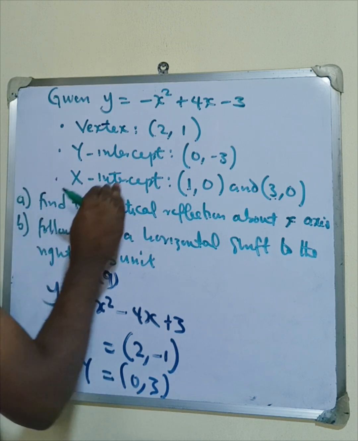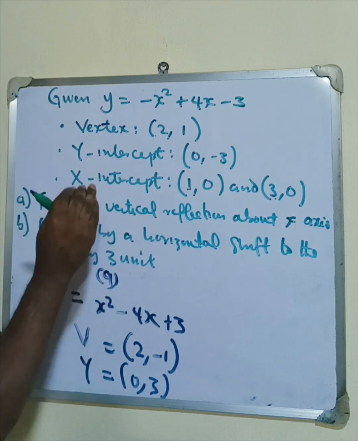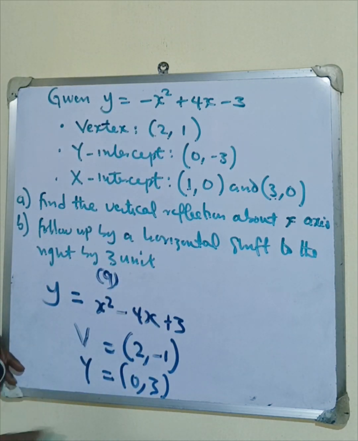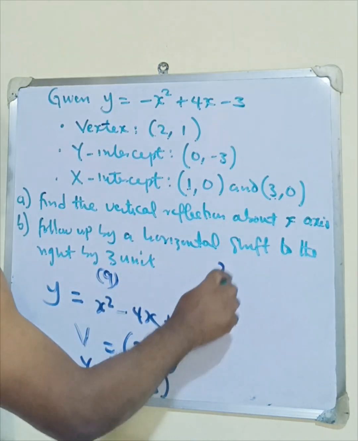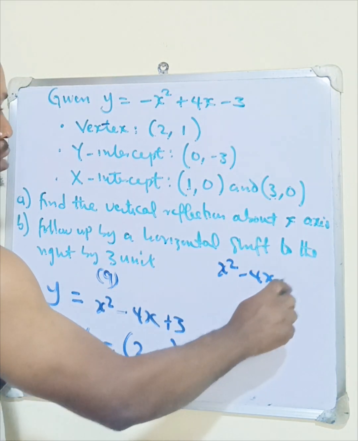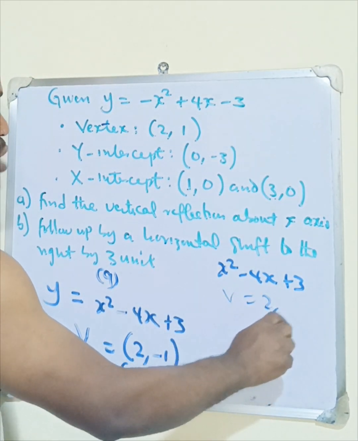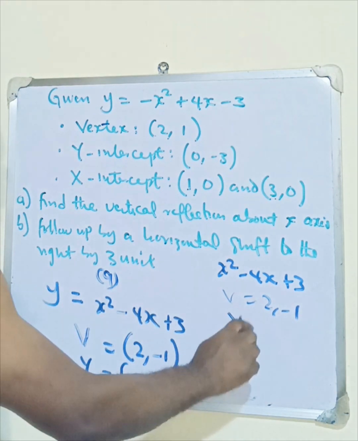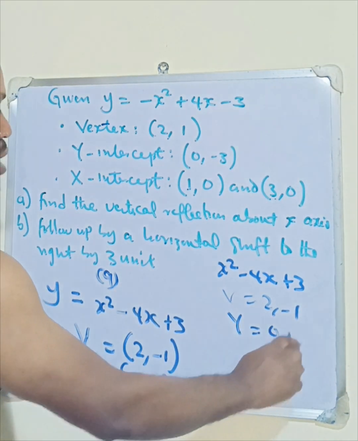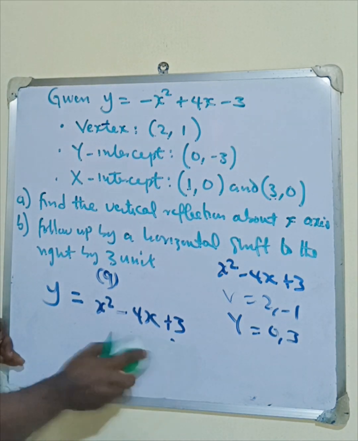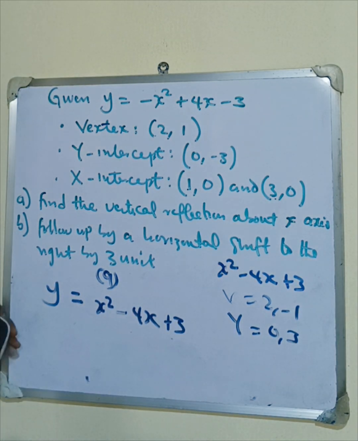Then the x-intercepts means that we are going to solve the quadratic equation. So let's just put our answer here. x squared minus 4x plus 3, our new function. Our new vertex is (2, -1), and our new y-intercept is (0, 3). So let's solve this equation to get our new x-intercepts.